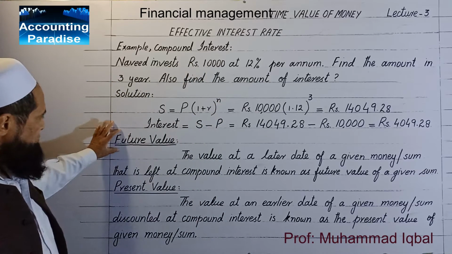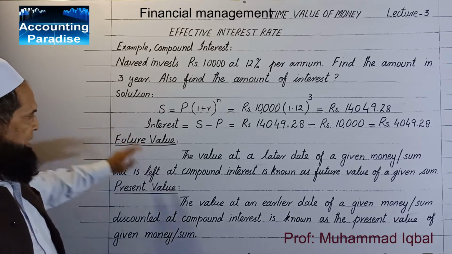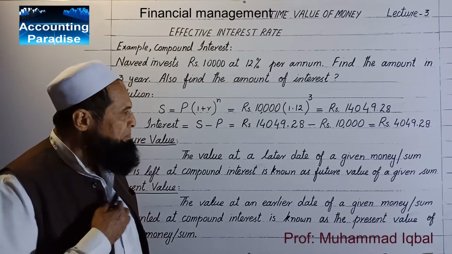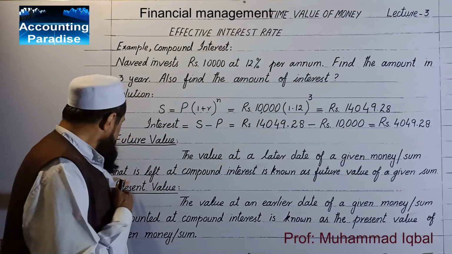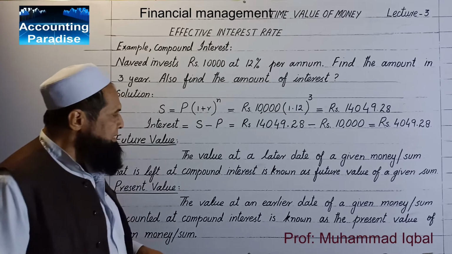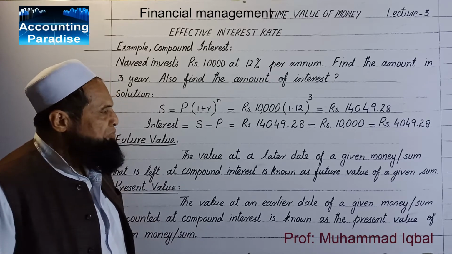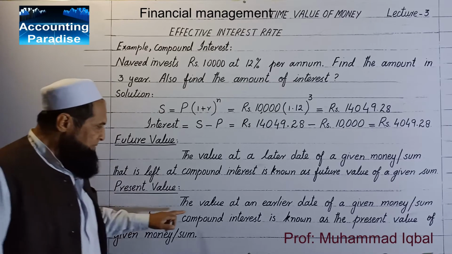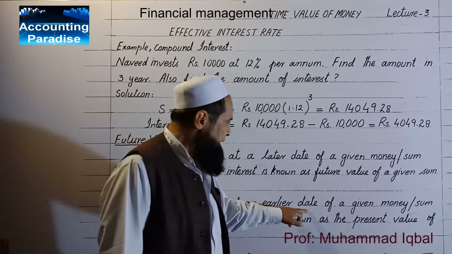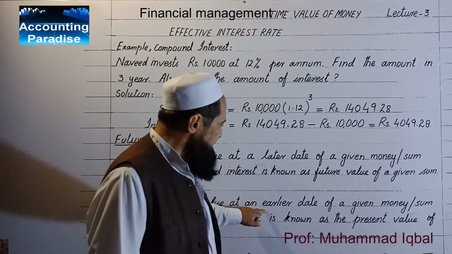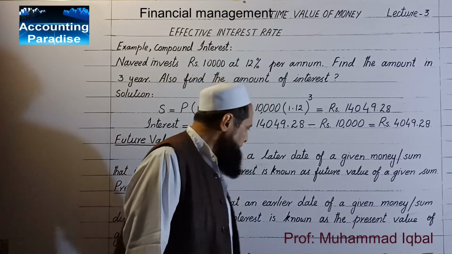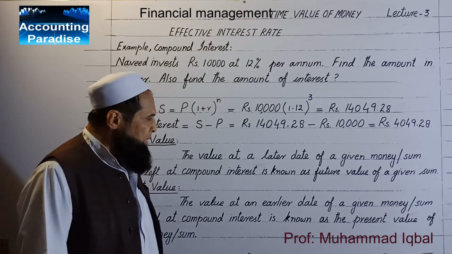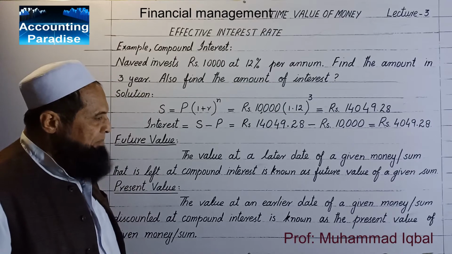Now what is a future value? The value at a later date of a given sum of money that is left at compound interest is known as future value of a given sum. Present value. The value at an earlier date of a given sum of money discounted at compound interest is known as the present value of a given sum of money.